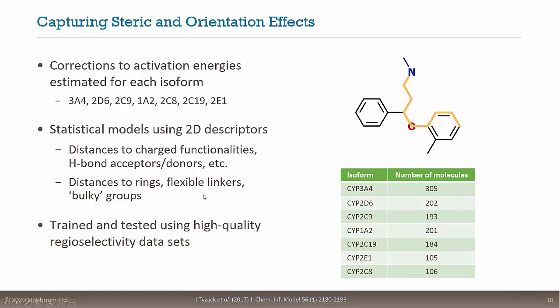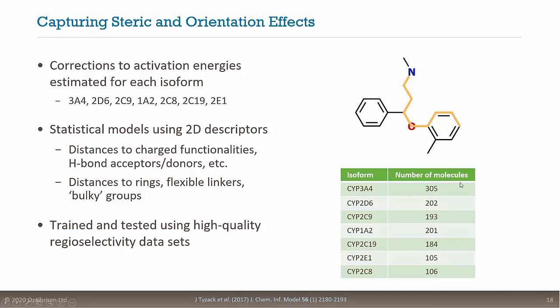Now here's where the statistical modeling becomes very, very important, because what we need to do is combine these different effects into an overall model. And so we train statistical models based on very high quality regioselectivity data sets. And so you can see, for example, the number of molecules in each of the data sets for the 7 different isoforms that we model in the case of P450s.